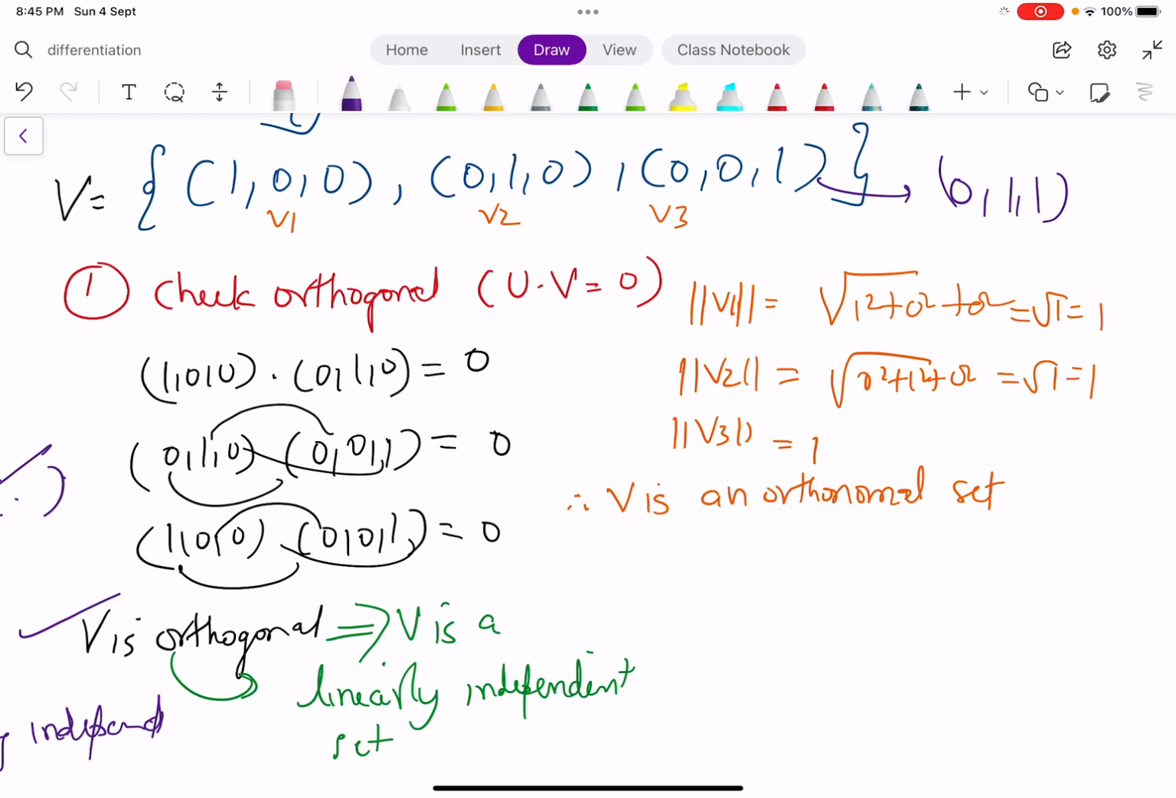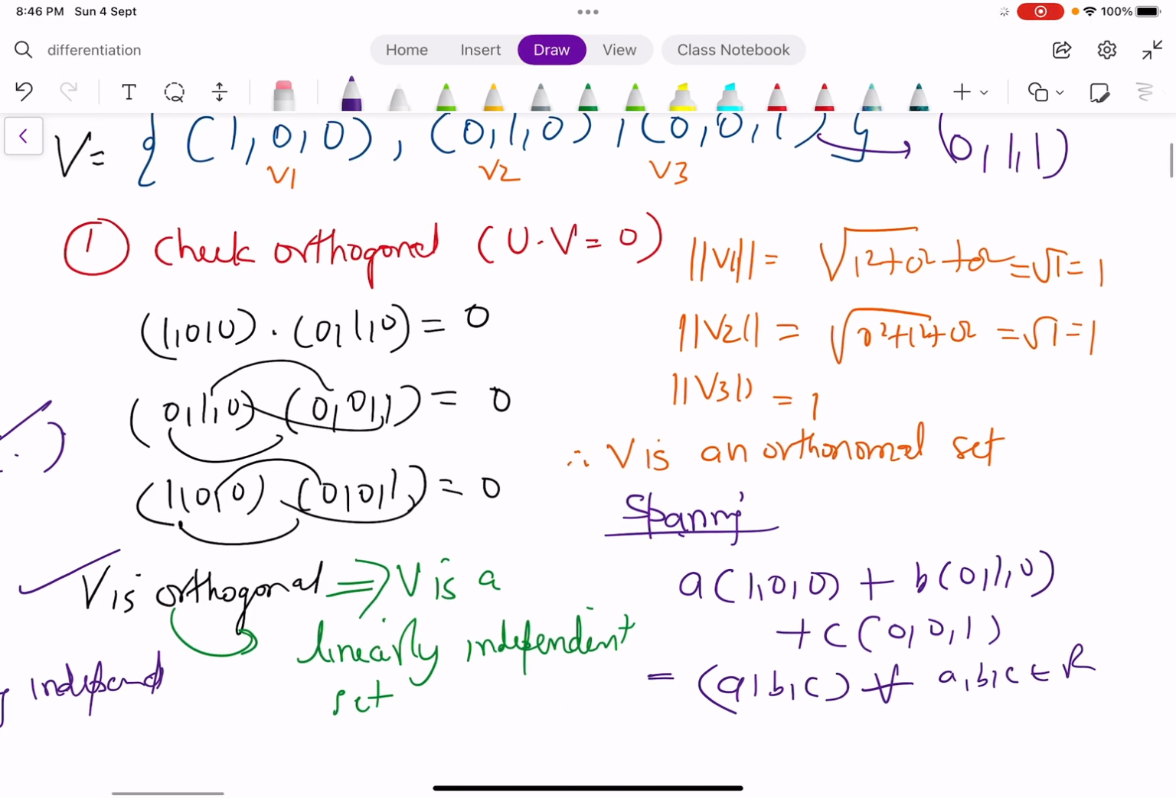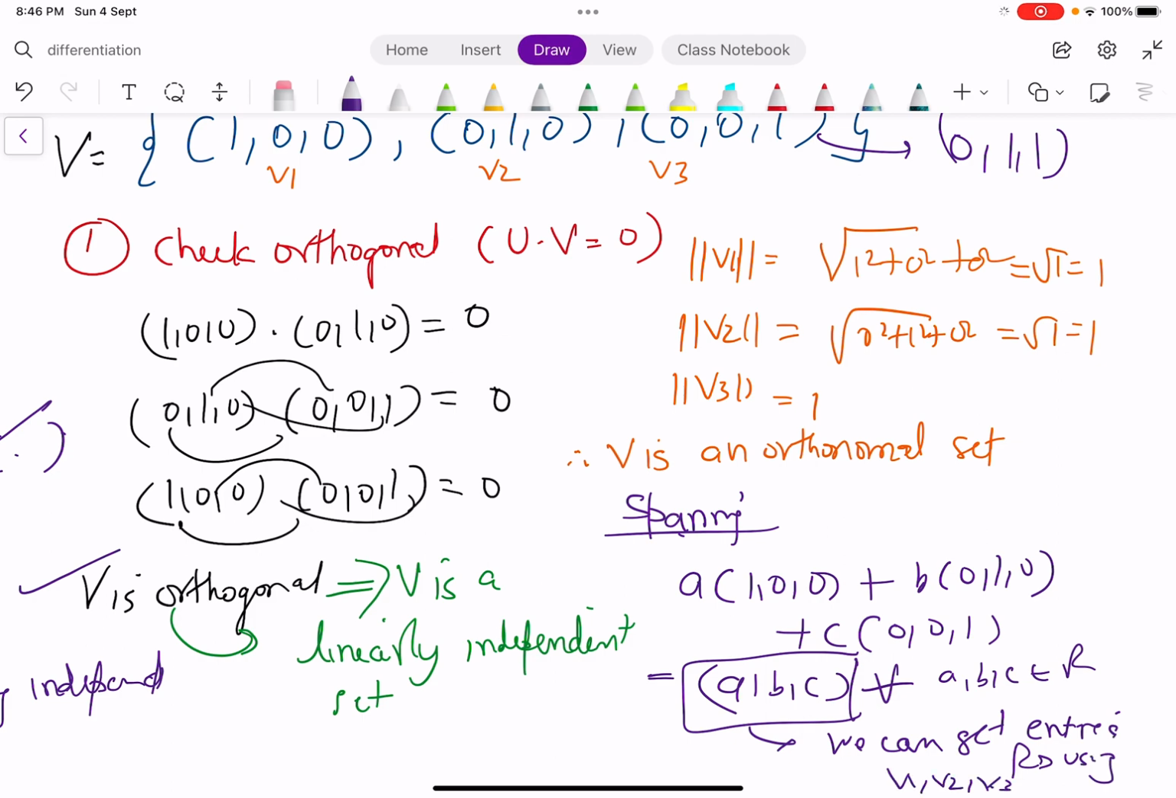Let's talk about the spanning part now. You have to take the 3 vectors and get a linear combination out of them to check the span. A into 1 0 0 plus B into 0 1 0 plus C into 0 0 1. You see, this gives us A B C. For all A B C belonging to R, this gives me A B C, and that just means I can get all vectors in R3 using these 3 vectors. We can get the entire R3 using V1, V2 and V3.